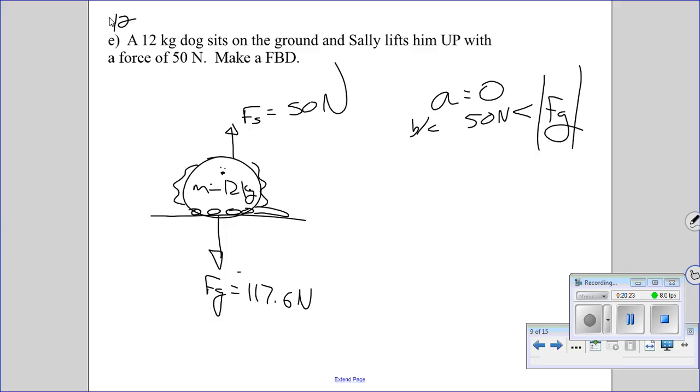So what does that mean? Since she hasn't lifted the dog, the acceleration is 0, and that means that my net force has got to be 0. Imagine that this water bottle is really heavy, and I come along and all I'm doing is taking some of the weight off of the table, but I haven't succeeded in lifting it. The table's still supporting it a little bit, right? With enough force to make the net force 0. So I need to ensure that my normal force is big enough that if I add 50 and then subtract 117.6, I get 0.